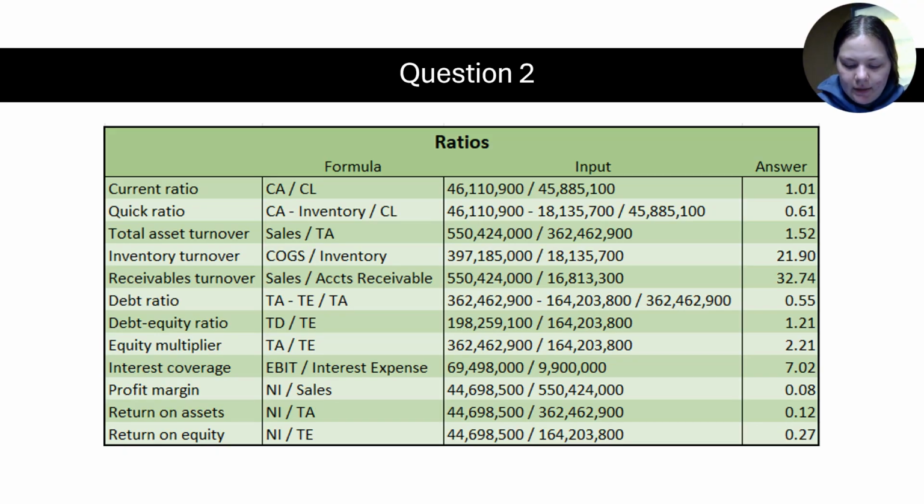So for question 2, it asked me to calculate all the ratios listed in an industry table for East Coast Yachts. So I calculated the current ratio, quick ratio, total asset turnover, inventory turnover, receivables turnover, debt ratio, debt equity ratio, equity multiplier, interest coverage, profit margin, return on assets, and the return on equity. As you can see, I provided formulas for each ratio, and then what information I received from the financial statements provided, and then calculated the ratios.